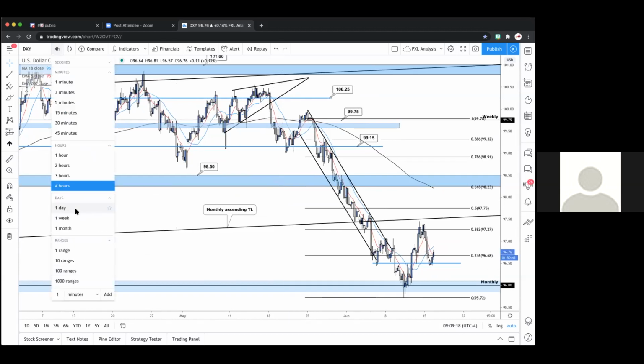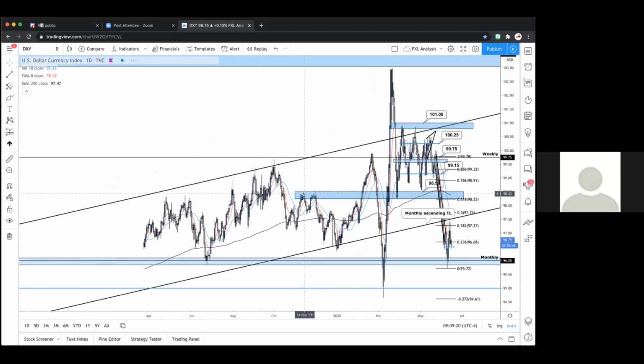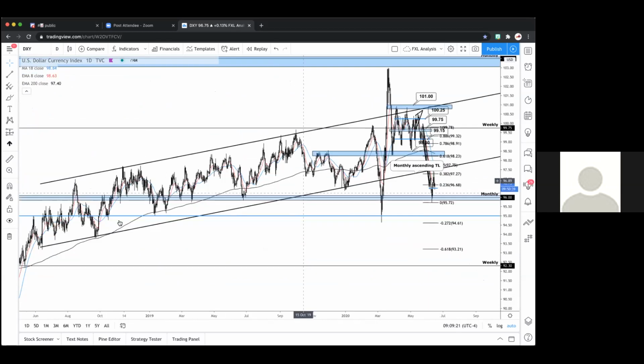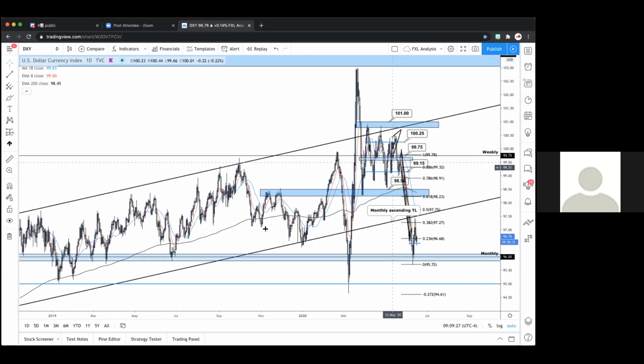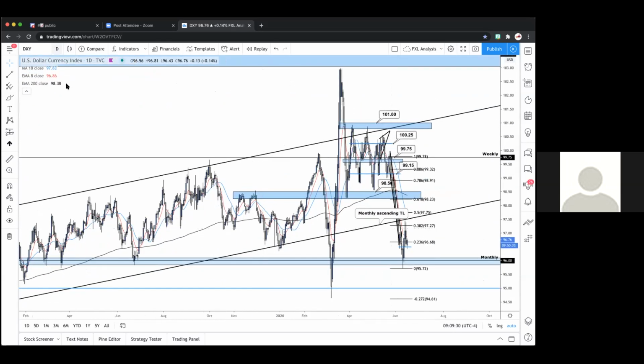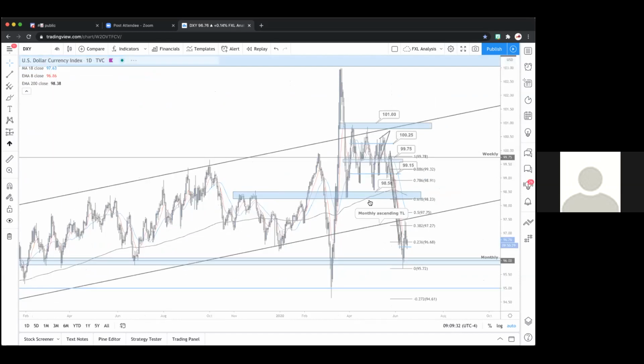So let's go ahead and establish sentiment on the daily time frame, just so we know which direction we've been going in and what we can expect. We can see this is clearly bullish, a large bullish ascending channel. So we identified that, right? Very bullish. Let's drop to a 4-hour.